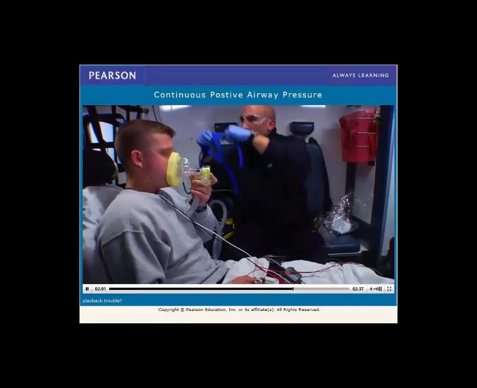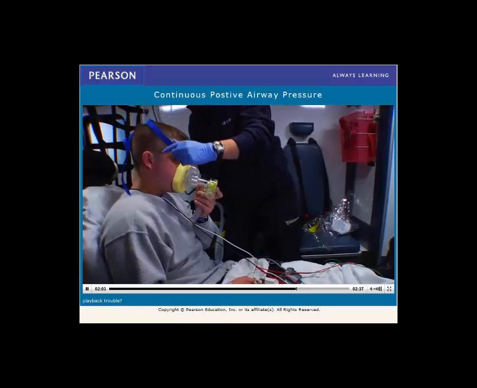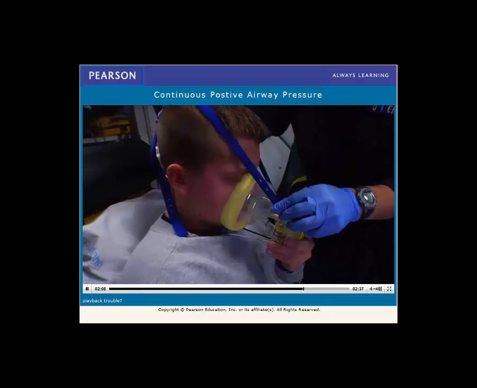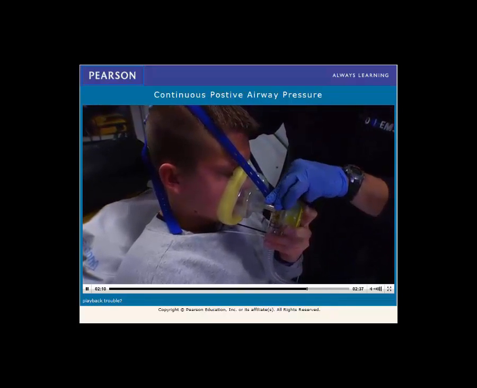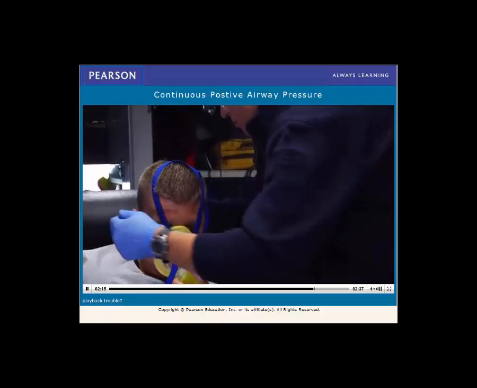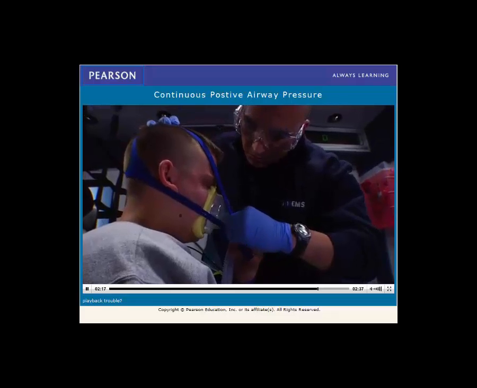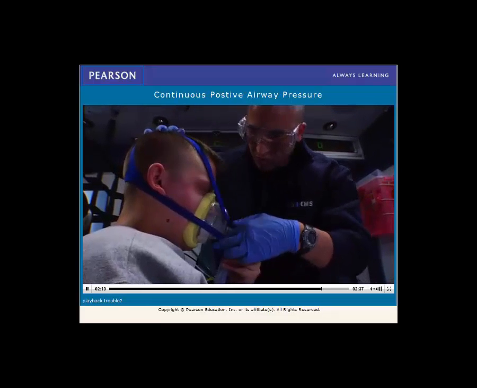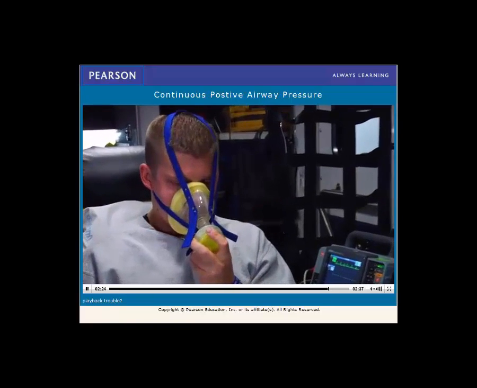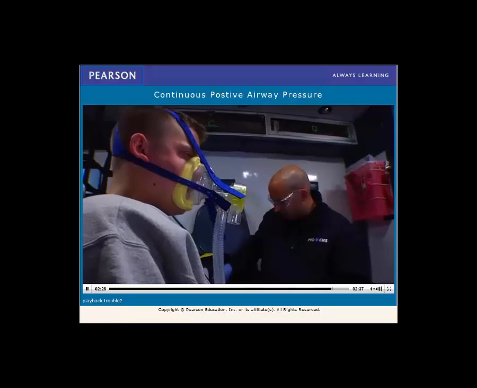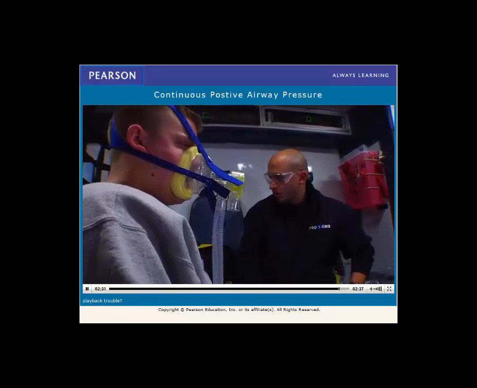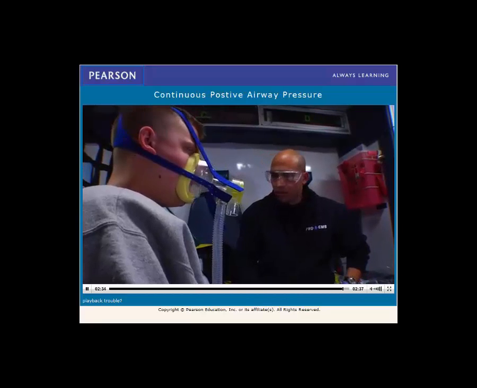Now I'm just going to secure it to your head. Continuously reassess the patient. How do you feel? A little bit better? Okay, I want to increase the pressure just a tad. Increase the pressure in increments of 2 centimeters of water if the clinical condition has not improved adequately. You're doing a good job. You're oxygenating your body at 100%.